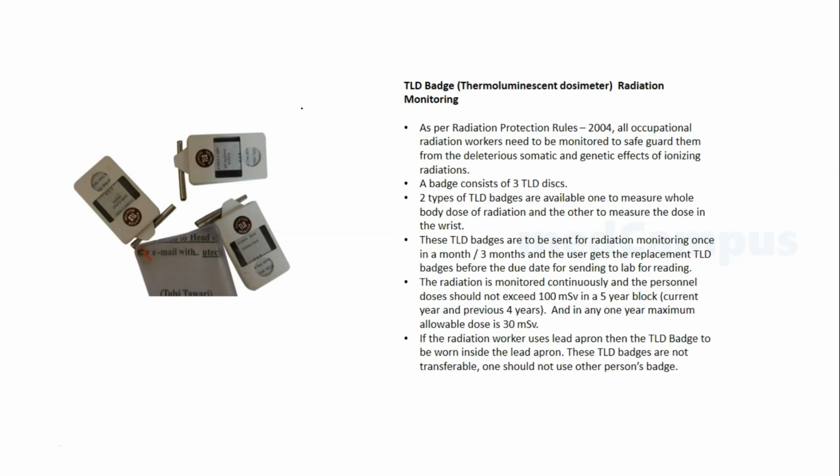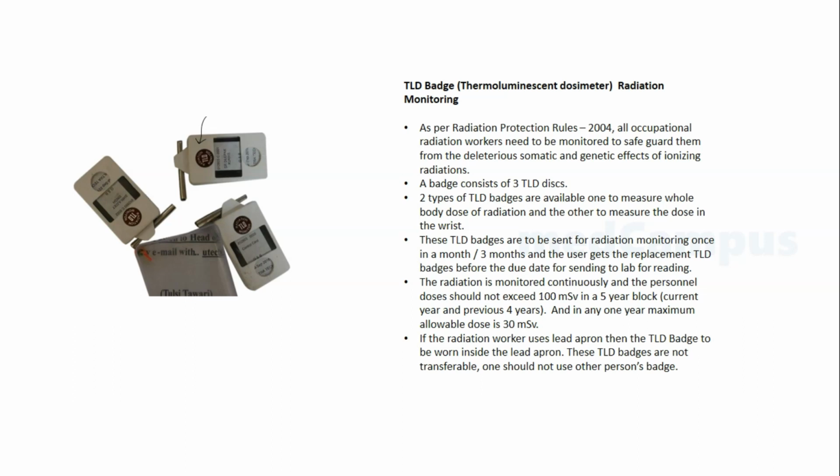So what is this TLD badge? It's a thermoluminescent dosimeter badge. The same spotter was asked in NEET PG 2020, asking what kind of instrument it is, why it is used, and so on. There are two kinds. One is body worn on the shirt, that is on the chest, and the other is a wristband, which is worn on the wrist. There are two types.